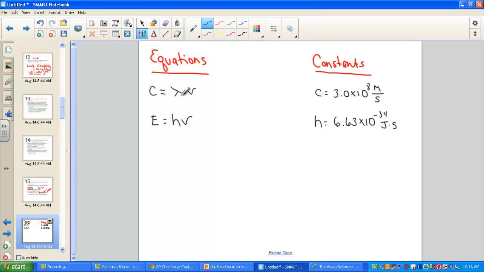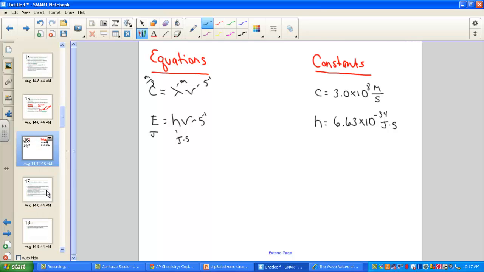Speed of light is equal to wavelength times frequency. Wavelength is in meters. Frequency is in per second. Speed of light, meters per second. Energy comes to us in a unit called joules. If the number is very large, sometimes we hear kilojoules. Joules of energy is equal to Planck's constant, which is joules times seconds, times the frequency, which of course comes in per second, second raised to the negative 1 power. These are the two equations that will carry us through lesson number 2 quite nicely.